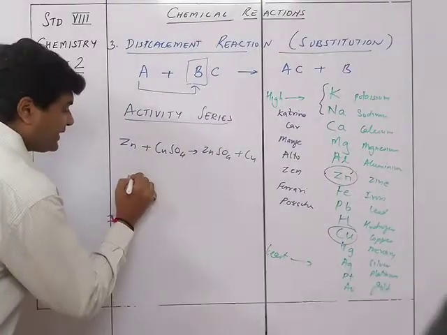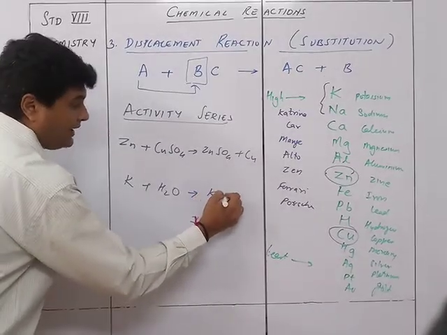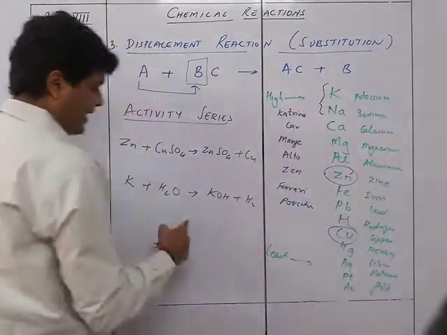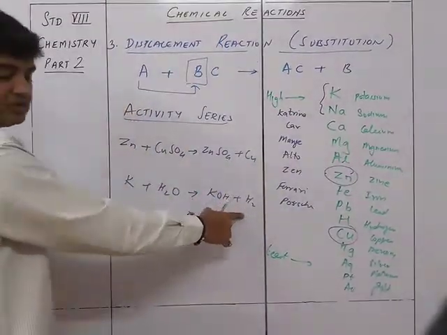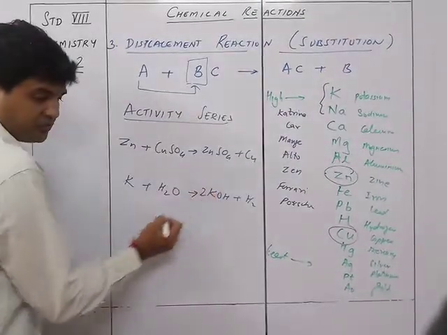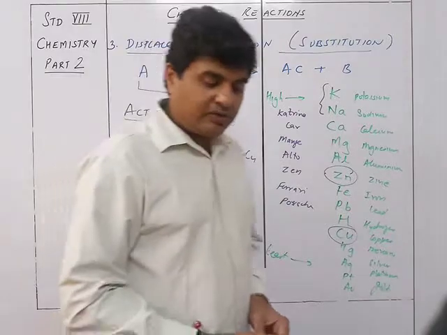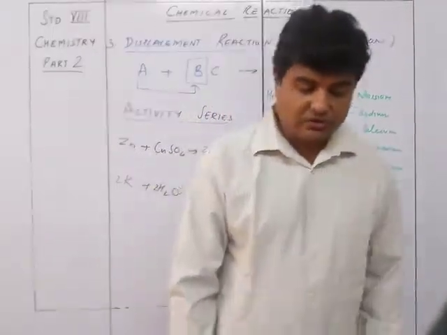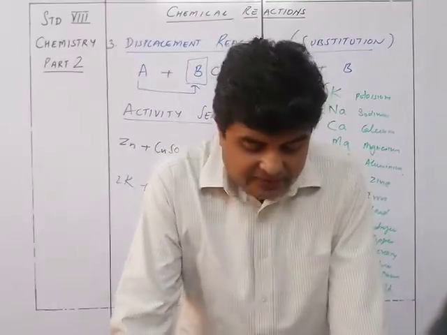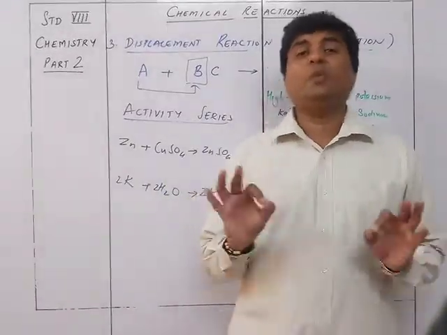Similarly, over here K plus H2O is going to give you KOH plus H2. So you can see K easily kicked the H out of H2O, and it formed this particular compound. Of course, you need to balance this. This is the reaction in which K displaces hydrogen from water. That's why K is higher in the activity series than hydrogen, and hence it displaces it very easily.